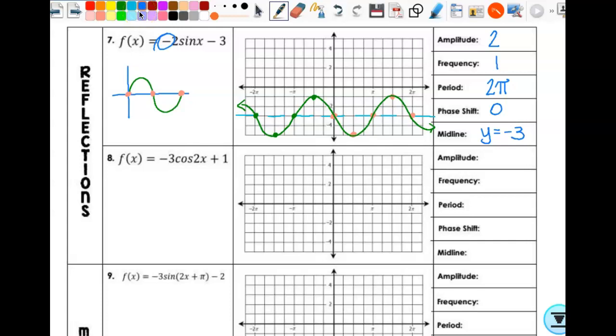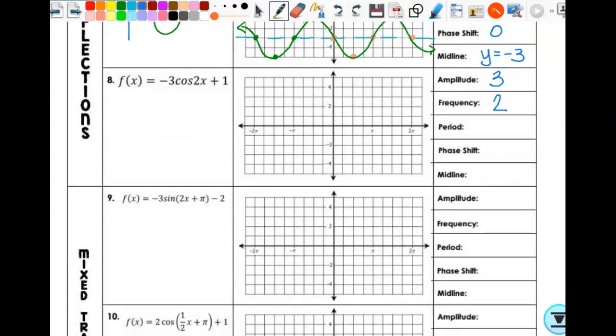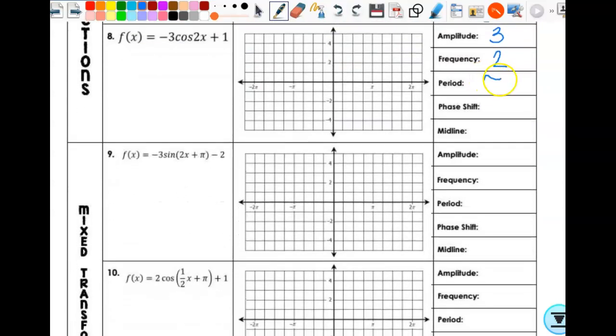I don't need to factor anything out. Amplitude is 3. Frequency is 2. That means the period is what? Pi. I don't have a phase shift. Midline, y equals 1. This one is cosine.